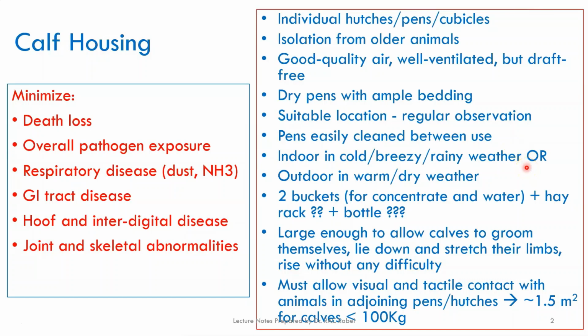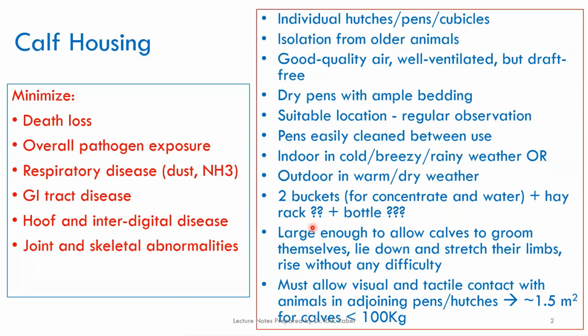Okay. So like I said earlier, if it's rainy, cold weather, they can be placed indoors, whereas if it's warm, dry weather like in Hambantota, they can be placed outdoors, right? And there should be two buckets, right? So what should these buckets be for? Is it for concentrate, water, milk, or roughage, right? So think about it. And in older generation calf pens, you will also see a hay rack.